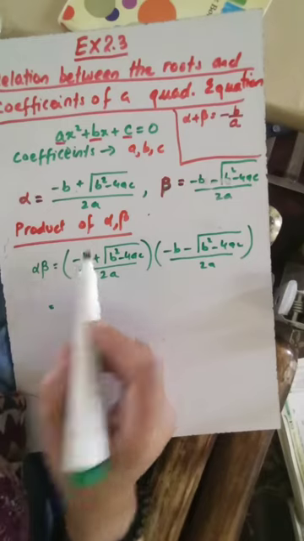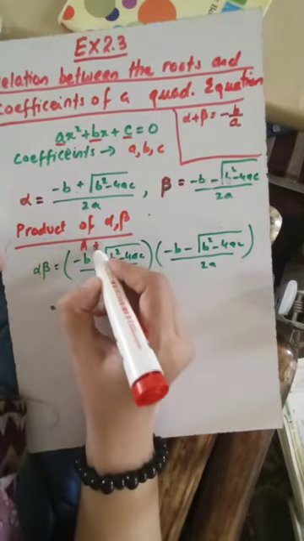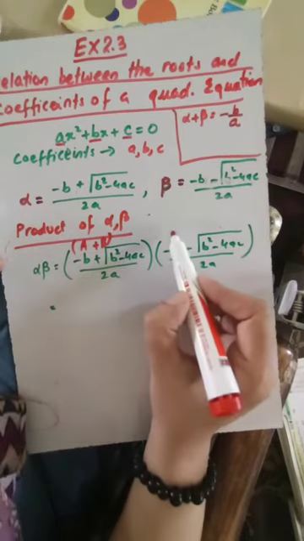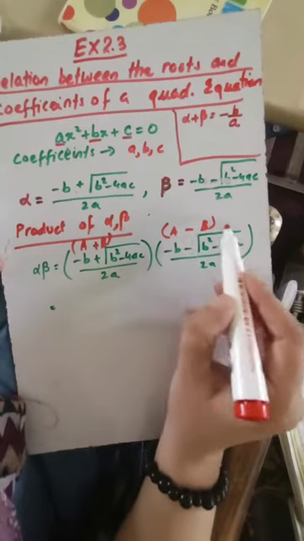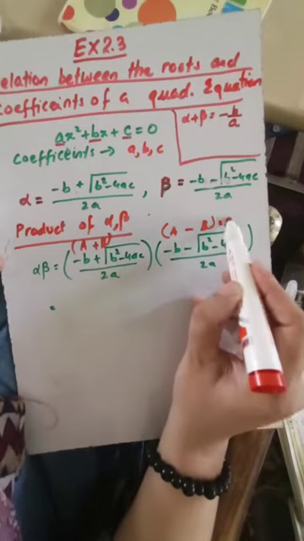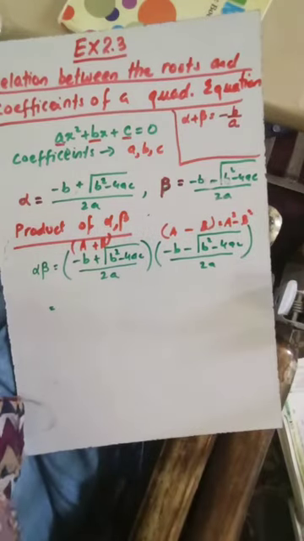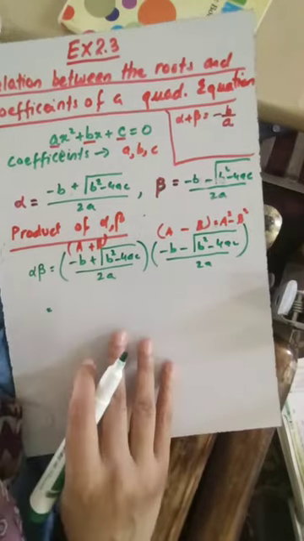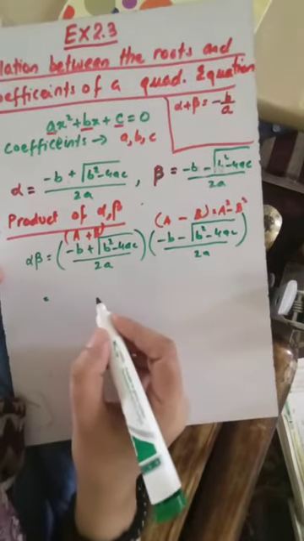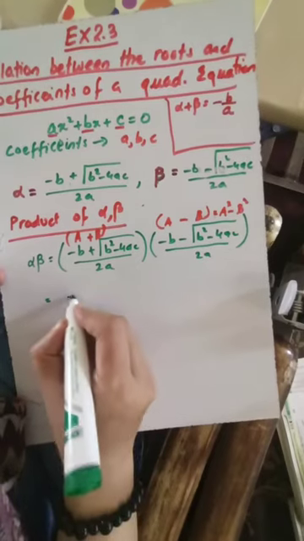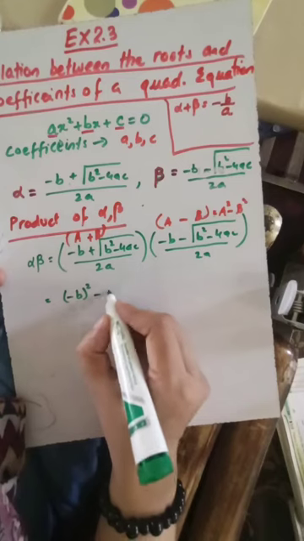So applying the formula, for example this is a plus b, and over here we have the difference between the same numbers, so this is the bracket a minus b. We know that (a plus b) into (a minus b) is always equal to a square minus b square. So I am going to apply this formula, taking negative b as a. This will be equal to a square minus b.